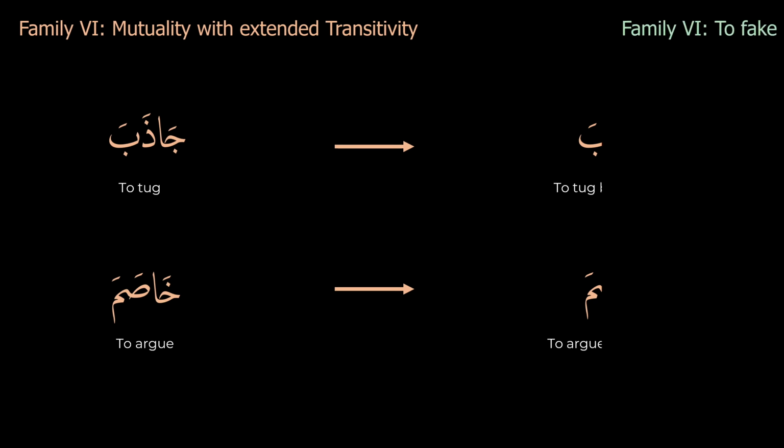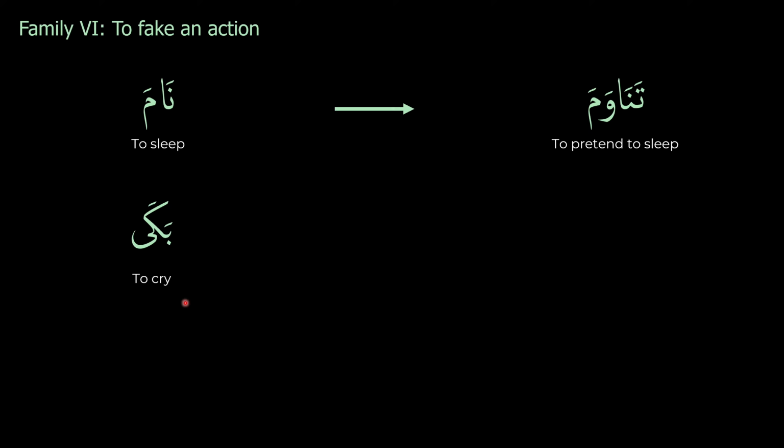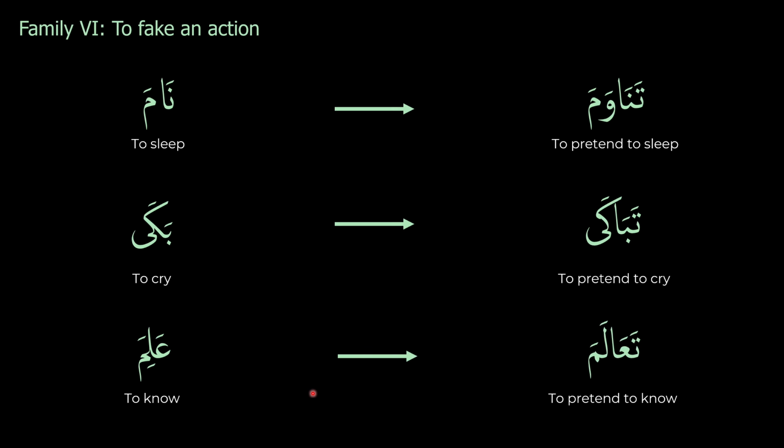And yeah, so now let's take a look at another meaning from family 6, which is to fake an action, right? So this is essentially a false manifestation of an action. So for example, if we have nama, which is to sleep, then if we put this into family number 6, it becomes tanawama, which is to pretend to sleep, right? So you're faking that action. And then same thing with baka, which is to cry, and then tabaka means to pretend to cry, again, faking crying. And then alima is to know, and then ta'alama is to pretend to know. Again, you're faking that action, right? So that's the common meaning here.